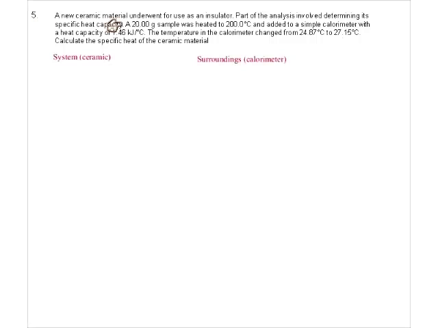So here we go. We're going to take a 20-gram sample of this ceramic material, and we're going to heat it to 200. So we'll pop it in an oven, put the oven on 200, let it sit for a while until thermal equilibrium is reached. And then we're going to take that piece of ceramic material, and we're going to drop it in a calorimeter. And we've got a very, very precise calorimeter, okay? Newfoundland Light and Power is not going to use styrofoam cups. They've got a very precise calorimeter here, 1.46 kilojoules per degree Celsius. So it's going to be a very accurate measurement here. And they know that the temperature change of this calorimeter went from 24.87 to 27.15.